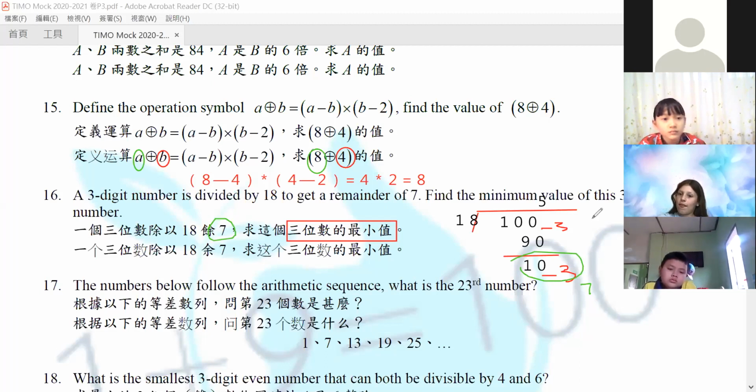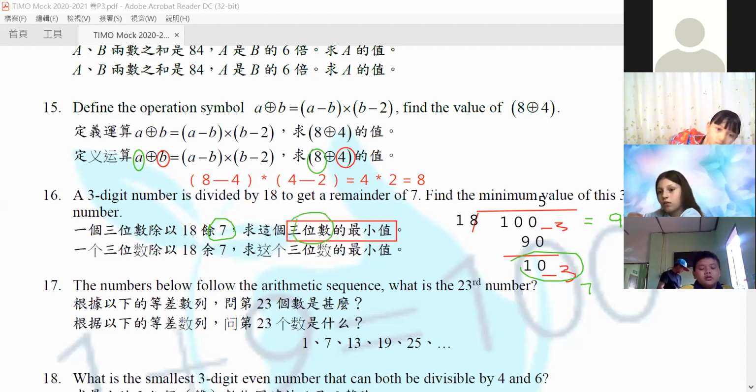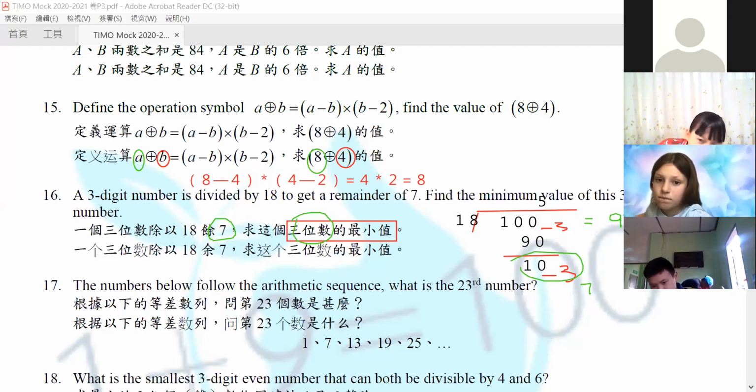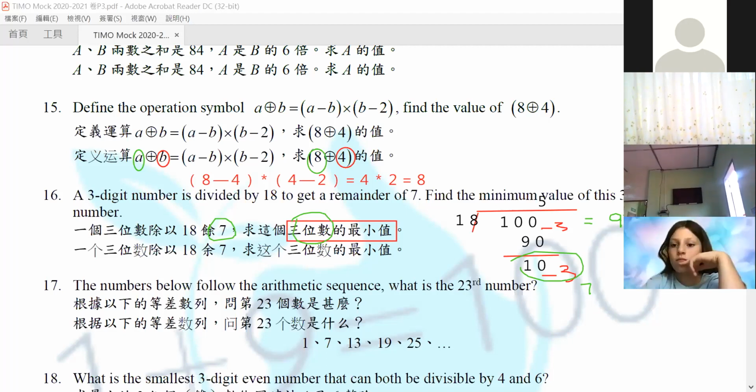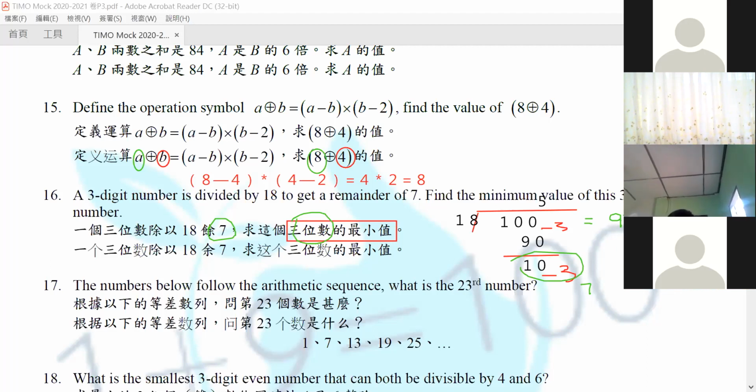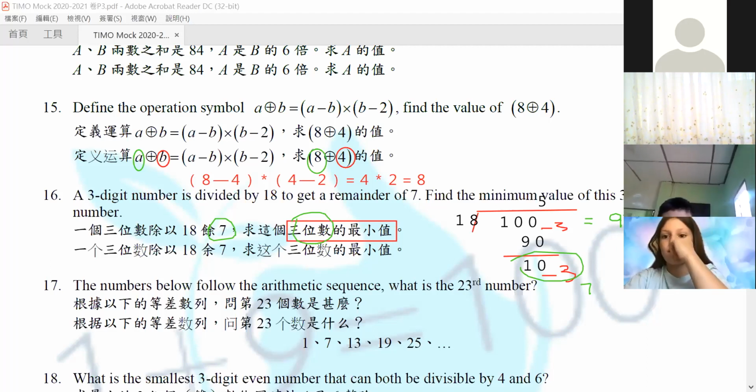But, oh no, when 100 minus 3, it equals 97. It's not a three-digit number. What do we do such that, when divided by 18, it will still give a remainder of 7? Let us look at the next number, which is when it is added by 18. So we get 115. When 115 is divided by 18, it will have a remainder of 7. And it would be the smallest one because the previous one is less than 100.